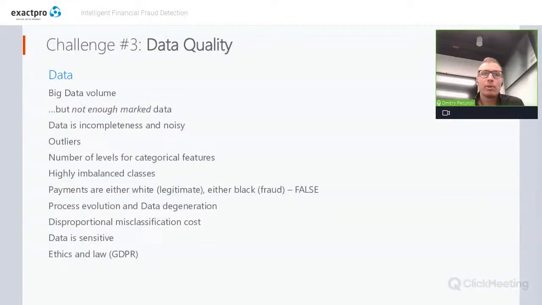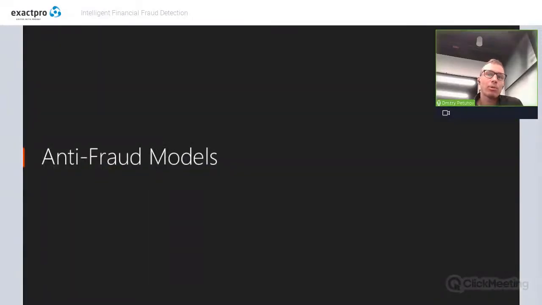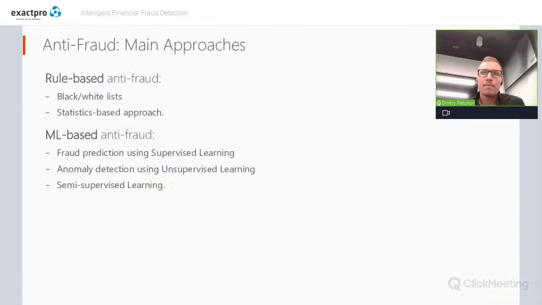Okay, now we all know about challenges and potential bottlenecks in our data, and I think it's time to create an anti-fraud system. An anti-fraud system is a very complex system, and the core of such a system, of course, is the anti-fraud model. There are two main approaches to create such models. The first one is rule-based anti-fraud.